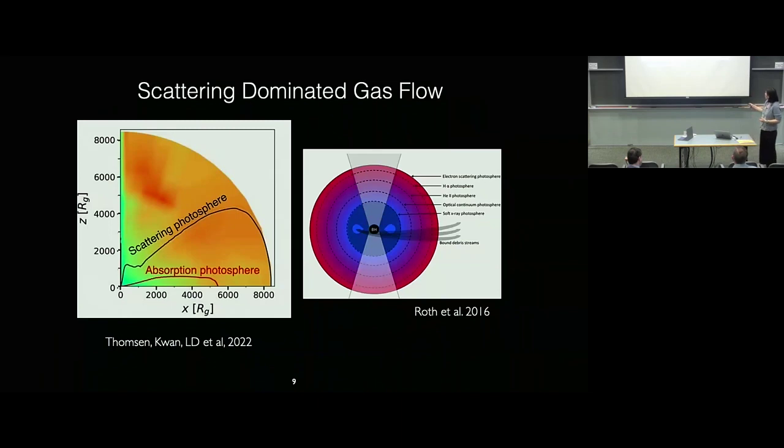So along this direction, the physics is basically consistent with this 1D model proposed by collaborator Nathan Roth, in which you can see the electron scattering photosphere is the largest one here, and all these continuum and line photospheres are embedded within the scattering photosphere. So the TDEs like to have this kind of geometry. The importance is that a lot of the lines we see in TDEs are actually broadened by these scattering optical depths instead of kinematics.